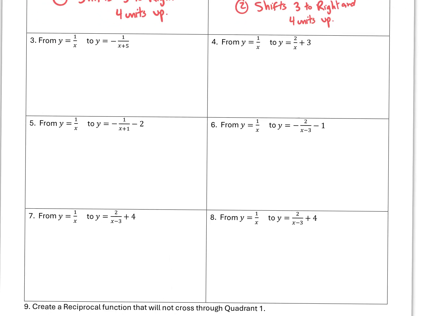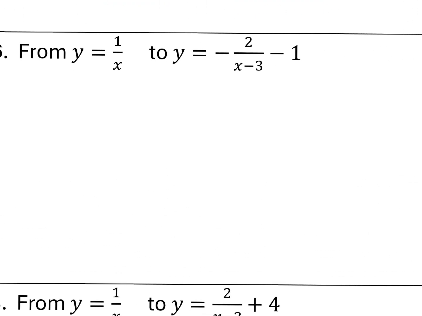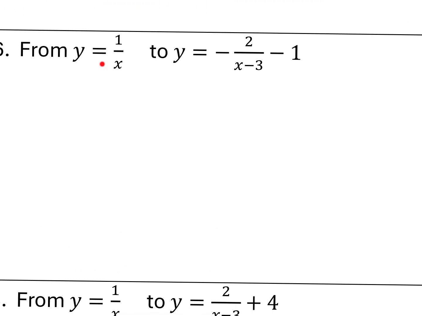So how about let's do number 6. From your original parent graph to this new one, what are the changes? What are the transformations? We're going to start with number 1. What is number 1? I see a negative out here. So what do we say about that?